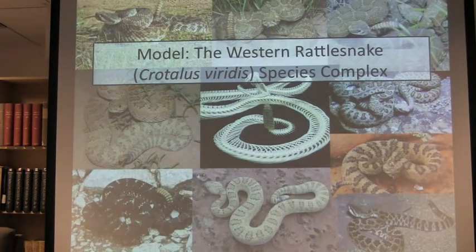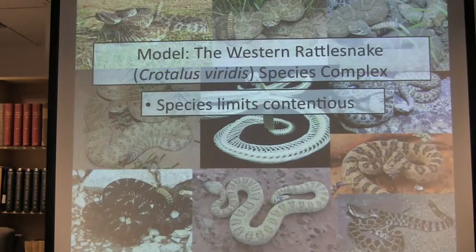So the western rattlesnake species complex is a perfect candidate model system to apply this methodology. Here we can see the 9 subspecies within the western rattlesnake species complex. This slide illustrates the extreme morphological diversity found within this complex. Just 15 years ago, all of these subspecies were grouped into one widespread polytypic species, and since then, taxonomic revision has been rampant within the group.